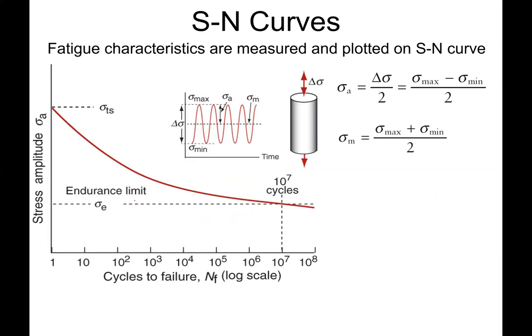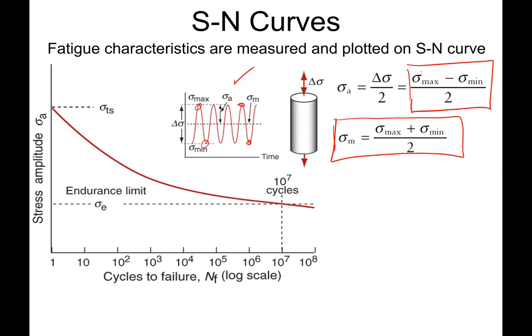So when we talk about fatigue, we talk about there being a mean stress, we talk about stress amplitude, and we talk about a delta stress. And so hopefully you can see them all defined here. The mean stress is just the average of the maximum stress and the minimum stress. And so that's your mean stress value. Your stress amplitude is just going to be the maximum stress minus the minimum stress divided by 2. Okay, there's your stress amplitude. And then, of course, the delta sigma is just sigma max minus sigma min.